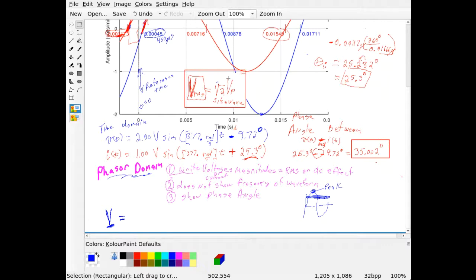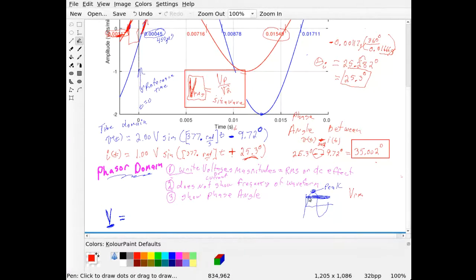I just have it. The RMS value must be less than the peak value. So when I wrote this up here, it should be V peak divided by the square root of 2. Okay. Sorry about that mistake there.